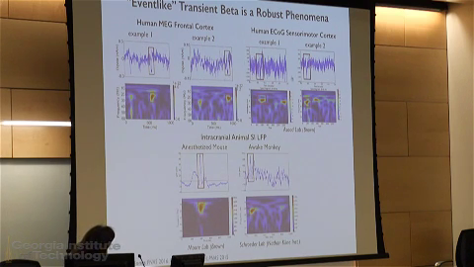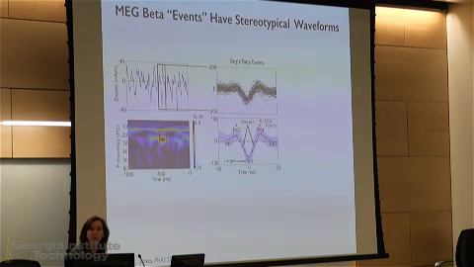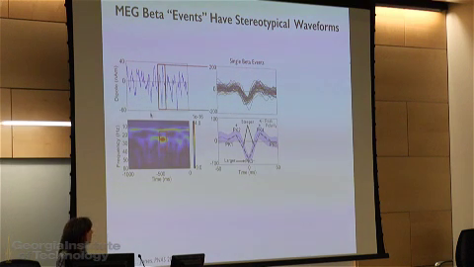Now, one thing you might notice is I've put a red box now around the waveform. And if you look closely, it seems like there may be some stereotypical waveform that's underlying these big beta events. And so we looked more closely at that in our MEG data. And what we found was that these beta events do indeed have a stereotypical waveform. And so what I'm showing you here is just a single trial. We look for these high-power beta events in the frequency spectrum, and then we go back to our raw data, and we say, what does this raw signal look like during these beta events? And here I'm showing you 50 single high-power beta events in the average.